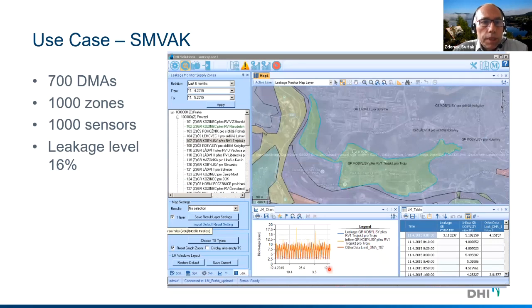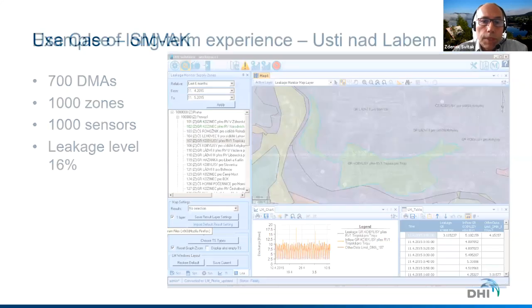A big implementation is in North Moravian Waterworks, SMVAK, where they have more than 700 district metered areas. Together with the superior areas, they have more than 100 zones, evaluating more than 1,000 sensors, and their leakage level is about 16%.